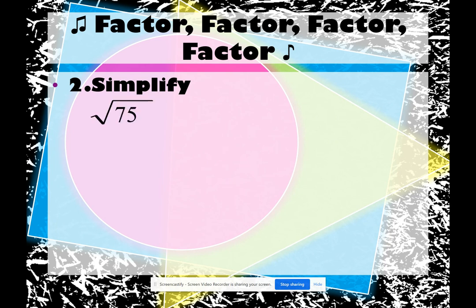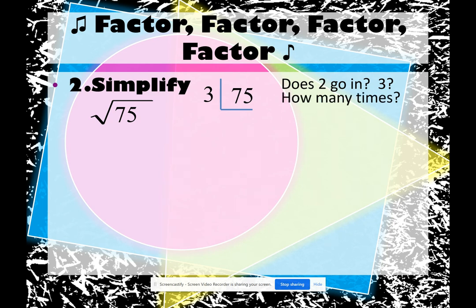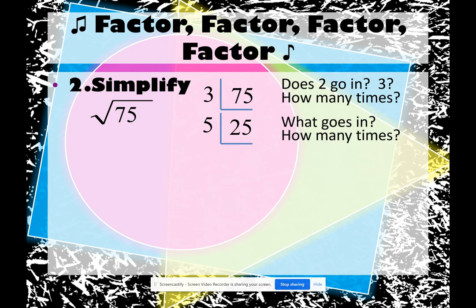Let's try to simplify the square root of 75. So again, I take the 75, I put a little box around it, and I start with 2. Does 2 go into it evenly? No. Does 3 go into it? Of course. So 3 goes into 75 how many times? And that's 25. So let's keep going. What goes into 25? 2, 3, 5. So I always start with the lowest numbers and work my way up. And 5 goes into 25 5 times. So we have our prime factors.